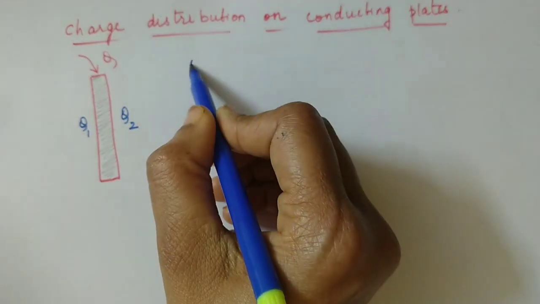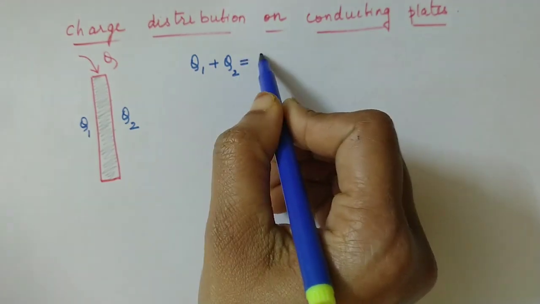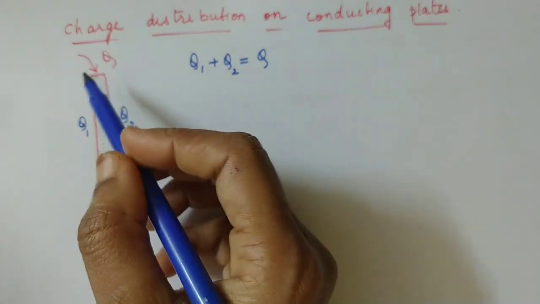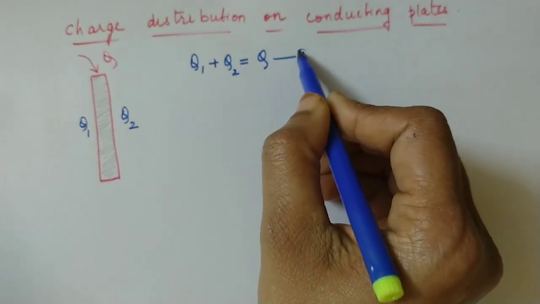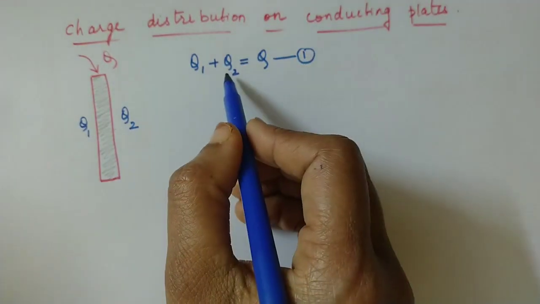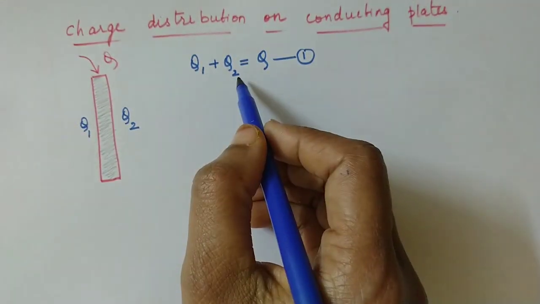So what is the first condition I can write? Q1 plus Q2 should be equal to Q, because the total charge is distributed on either side. Call this equation 1. We need one more equation to get the answer because Q1 and Q2 are two unknown values.